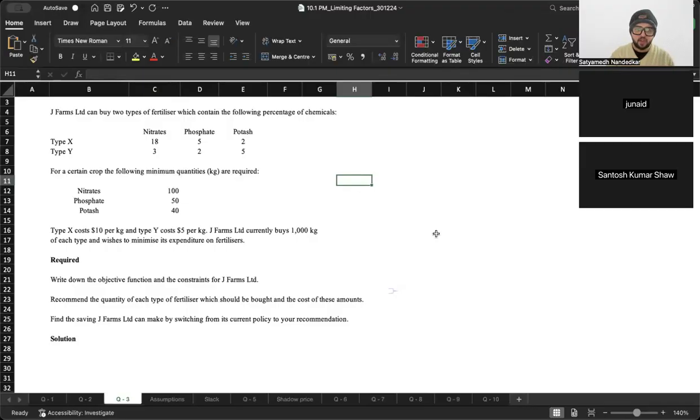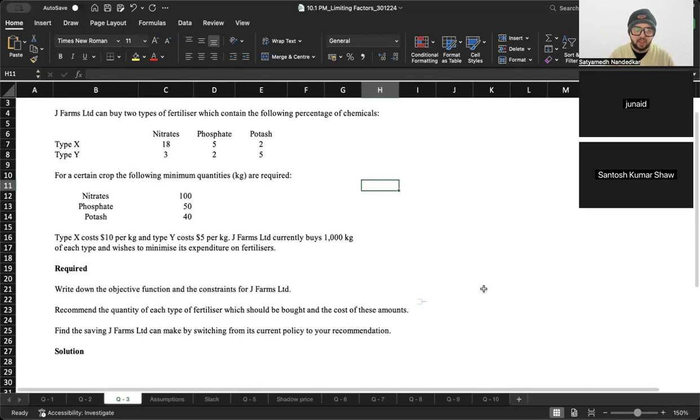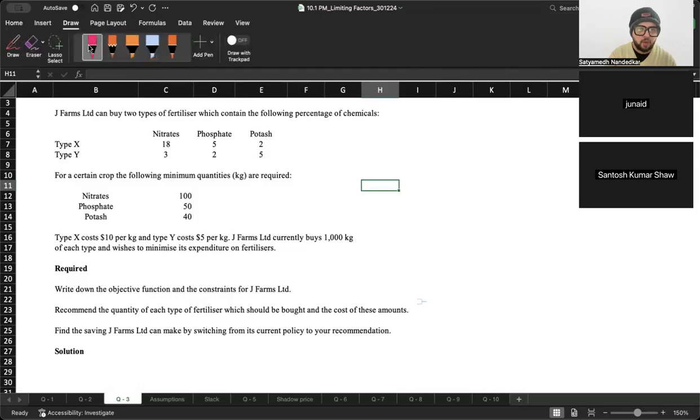Write down the objective function and the constraints for J Farms Limited. Recommend the quantity of each type of fertilizer which should be bought and cost of these amounts. Now, if you want to identify what should be the variable, read the question. What are they saying? Recommend the quantity of each type of fertilizer. Okay, that means one fertilizer type is type X, the other fertilizer type is type Y. You have to decide how much quantity of each fertilizer type should be used. Find the saving J Farms Limited can make by switching from its current policy to your recommendation.